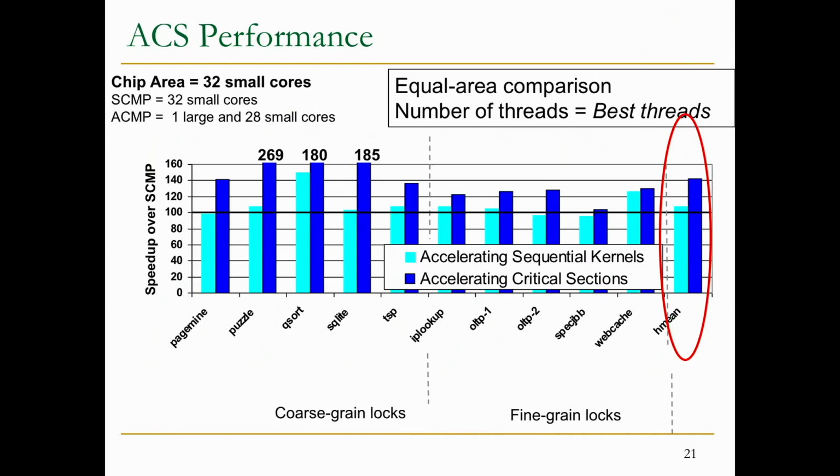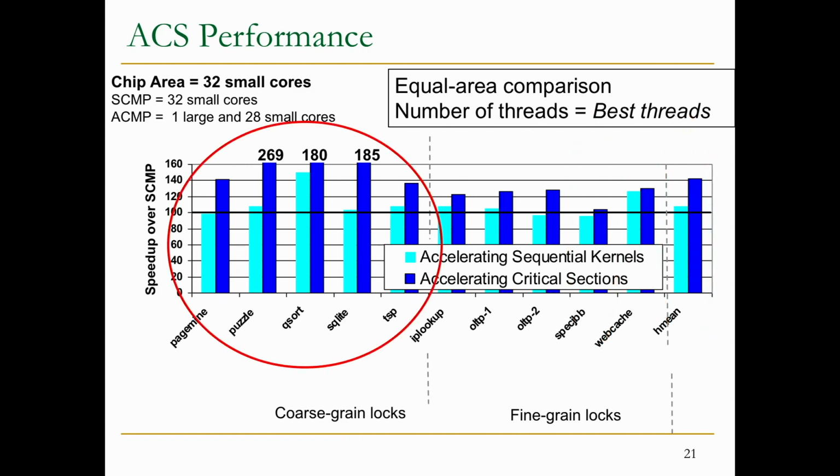Okay, basically what this comparison does is select the best number of threads for a given system and for a given application, and compare the best point for each. And if you do that, you will see that there are 2 kinds of applications. One is the applications over here, let me go back, that have coarse-grain locks. These are applications that are not very optimized by the programmer.